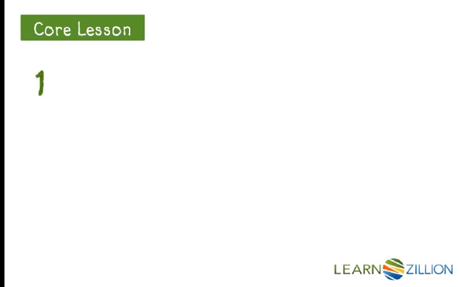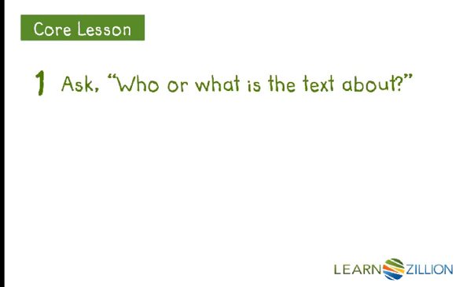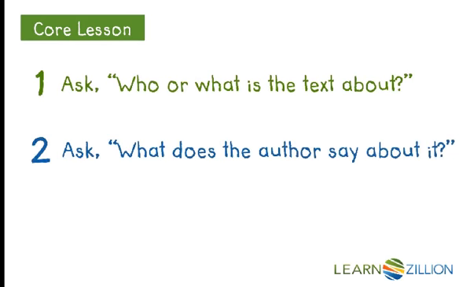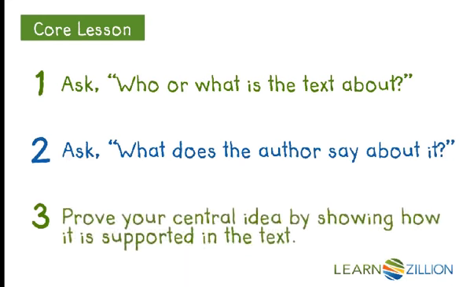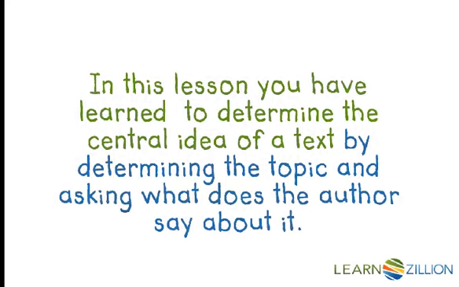You'll notice we went through 3 steps to get the central idea. 1, we asked who or what is the text about to determine the topic. 2, we asked what does the author say about it. And 3, we proved our central idea by showing how it is supported in the text.